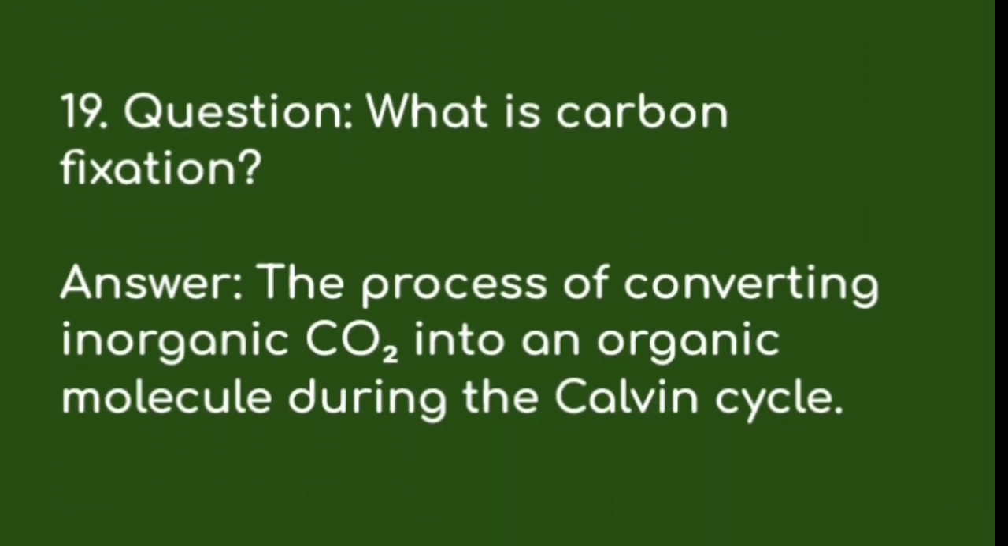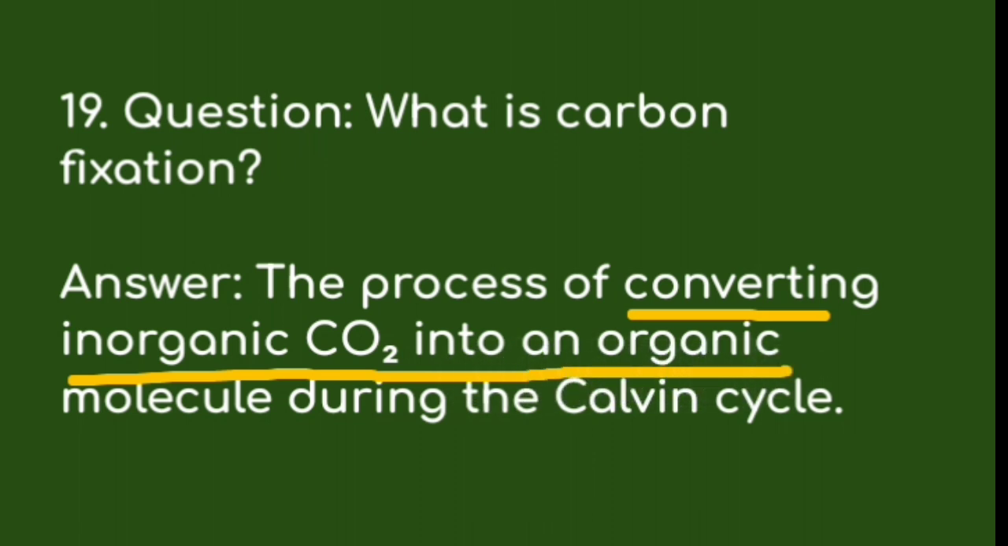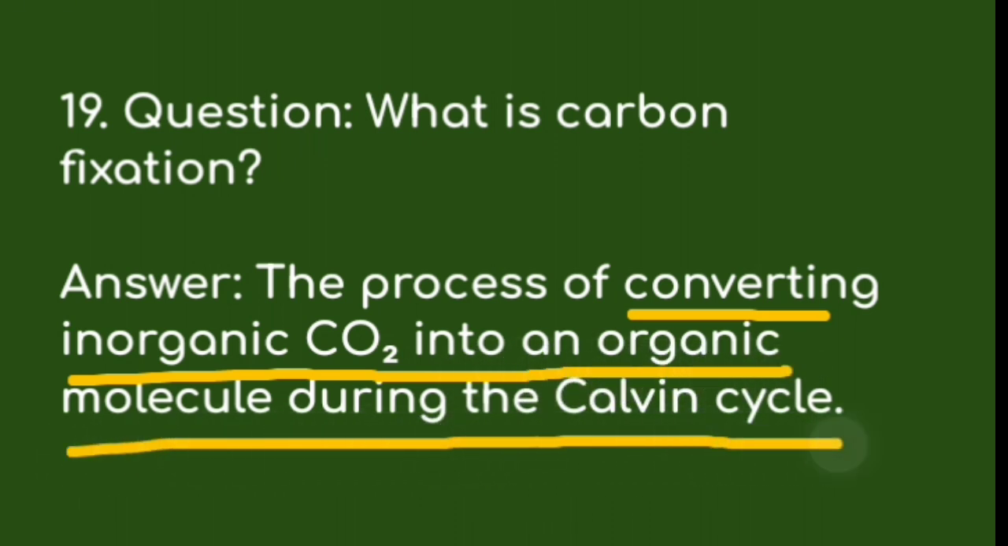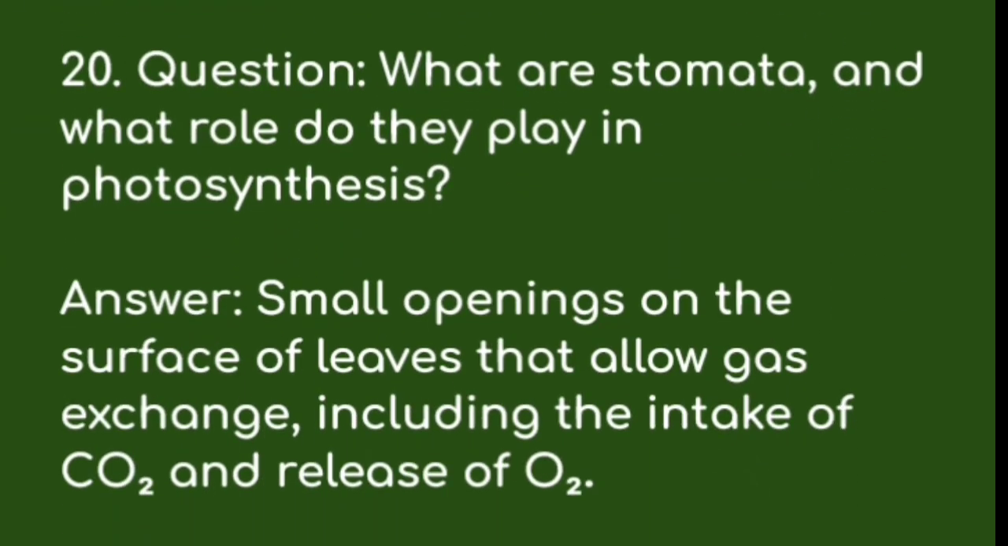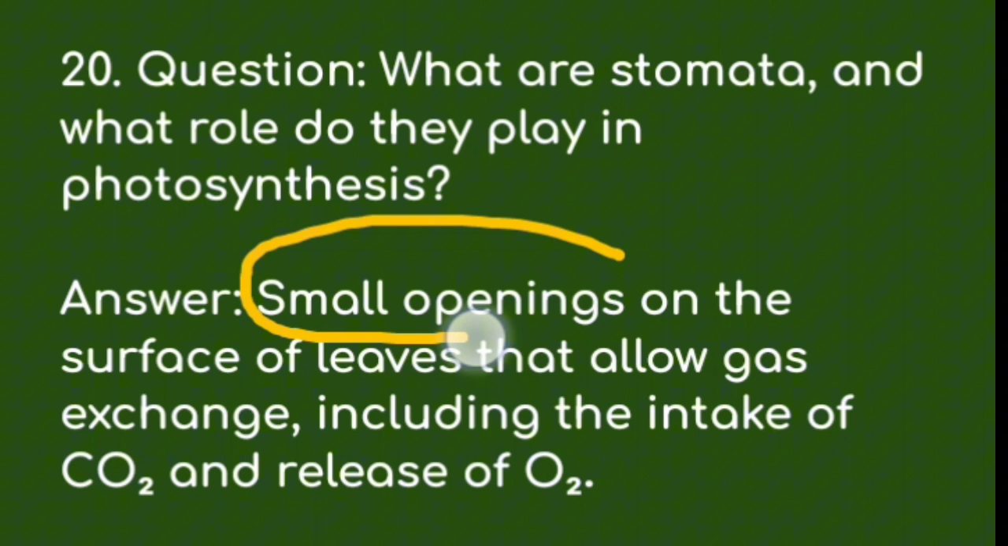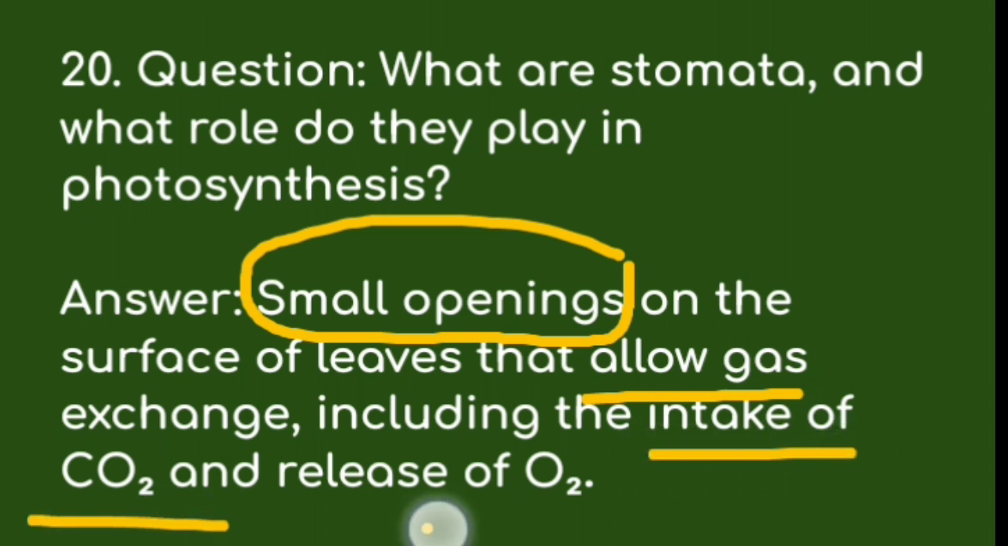Number 19. What is carbon fixation? The answer is the process of converting inorganic carbon dioxide into an organic molecule during the Calvin cycle is called carbon fixation. Number 20. What are stomata and what role do they play in photosynthesis? The answer is small openings on the surface of leaves that allow gas exchange, including the intake of carbon dioxide and release of oxygen.